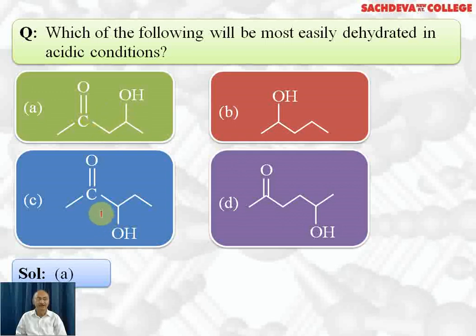Here dehydration is difficult because a double bond on this side cannot be formed. A double bond on this side can be formed, but comparatively this will be much more easily dehydrated.